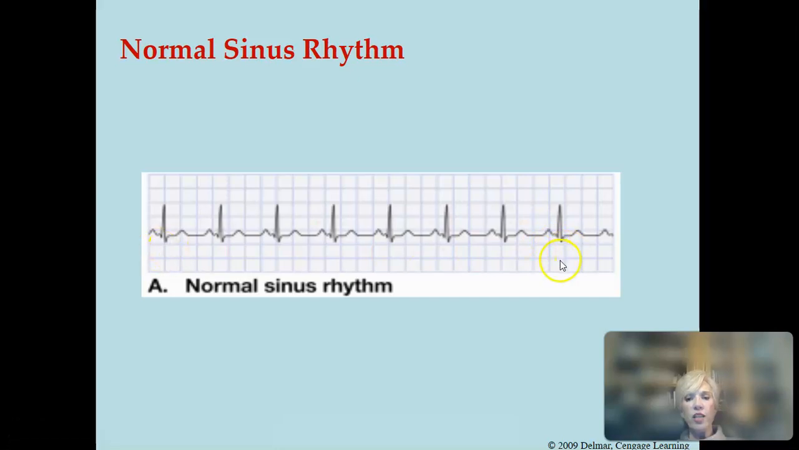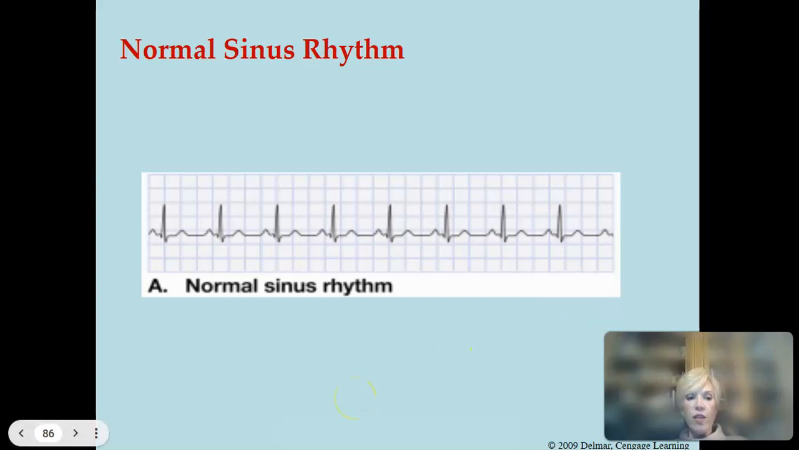When you are looking at a strip like this, there are always going to be 10-second strips. So 1, 2, 3, 4, 5, 6, 7, 8 QRS complexes. 8 times 10 is 80. So you have a normal rate. That's how we know the rate is normal.